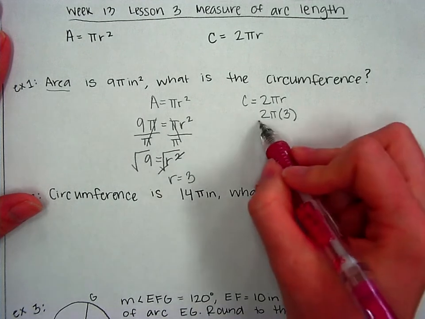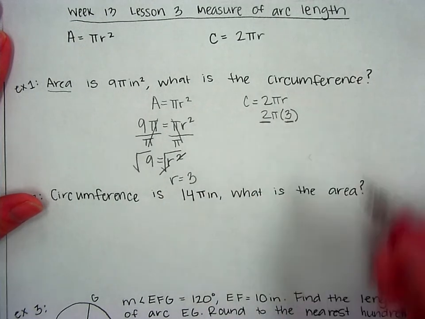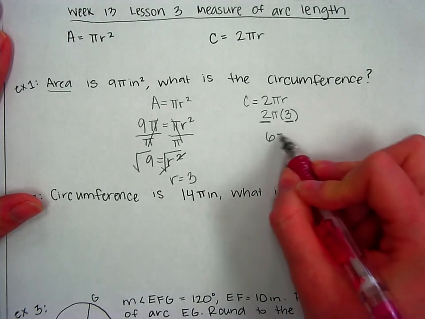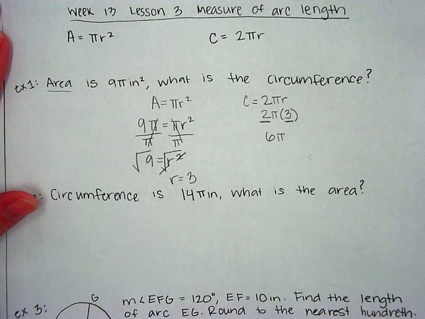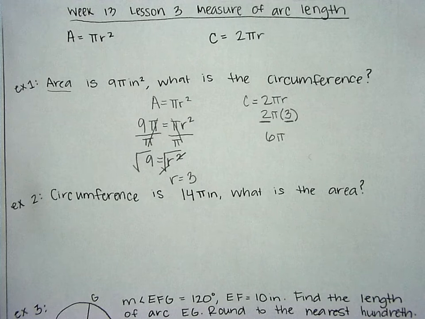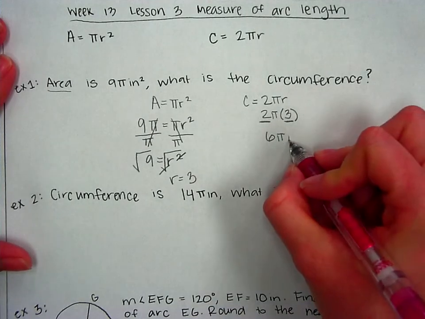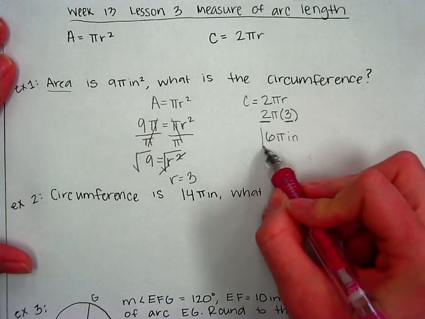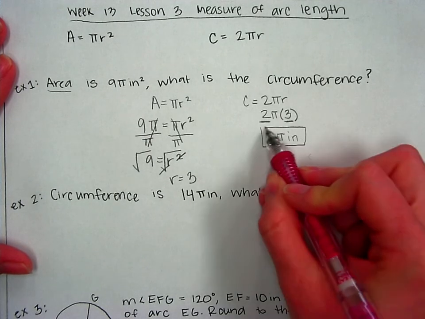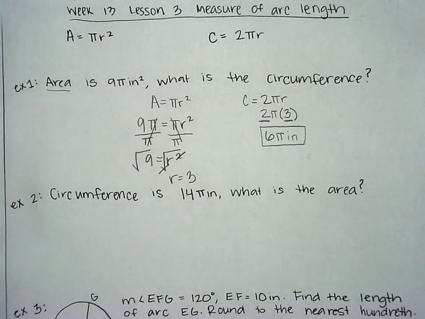So I'm going to multiply 2 and 3 together to get 6, and then usually you can leave this in terms of pi, unless they say round to the nearest hundredth or tenth, and you're going to go ahead and multiply by the pi button or 3.14 to get a decimal. So my circumference would be 6 pi inches. So circumference is always just going to be in units, and area is going to be in units squared.